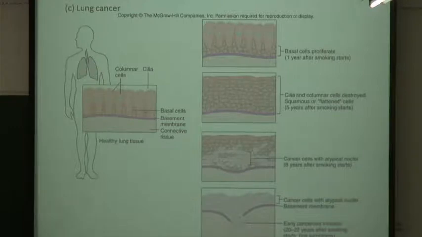So now it's quite clear that heavy smoking, the tobacco in cigarette smoking, has a clear relationship with lung cancer. And remember that lung cancer is now the leading cause of cancer deaths, because there is no effective treatment for lung cancer so far.